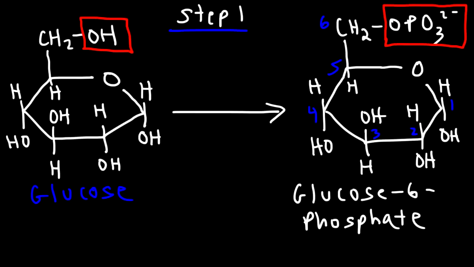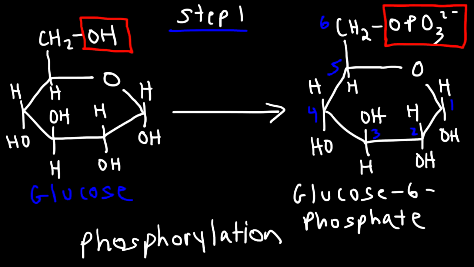Now, what is this process called? The process of adding a phosphate group to a molecule. This process is known as phosphorylation. We're phosphorylating glucose to create G6P, glucose 6-phosphate. Now, where does the phosphate come from? The phosphate comes from a molecule of ATP, which is converted to a molecule of ADP.